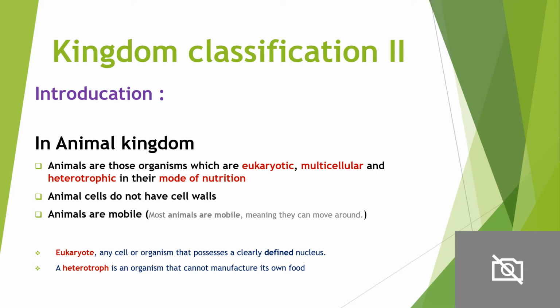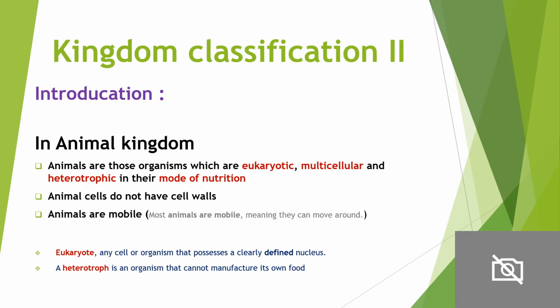In the animal kingdom, animals are those organisms which are eukaryotic, multicellular and heterotrophic in the mode of nutrition. Eukaryotic means a cell or an organism that possesses a clearly defined nucleus, as you may know from the previous lesson. Heterotrophic means an organism that cannot manufacture its own food. So animals cannot manufacture their own food, they depend on others.